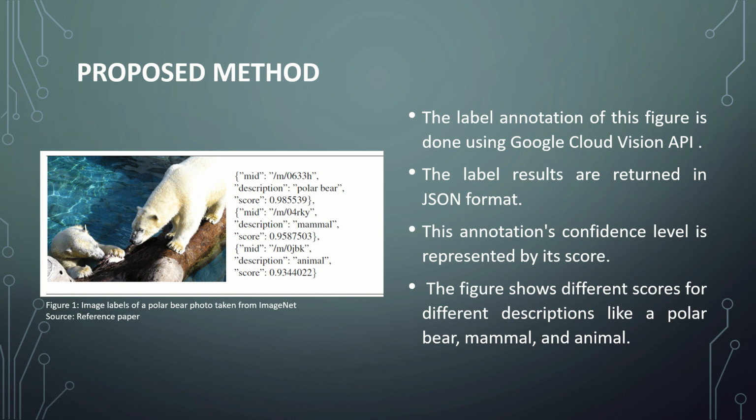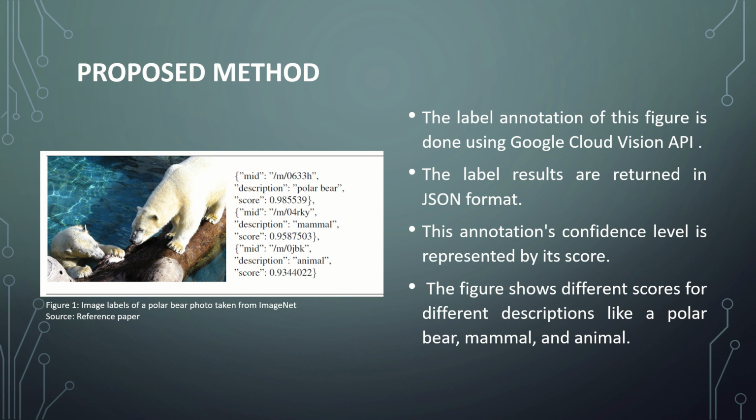The image annotation with the highest score, that is 98.55%, is the polar bear, and the second one is mammal with a score of 95.87%, and the third one is animal with a score of 93.44%.